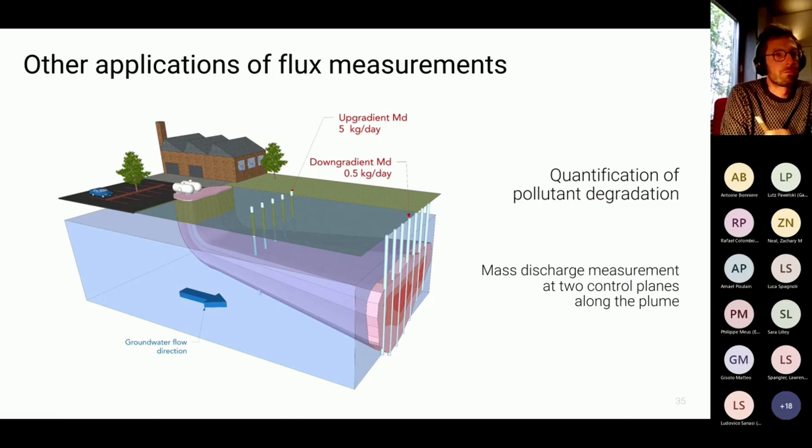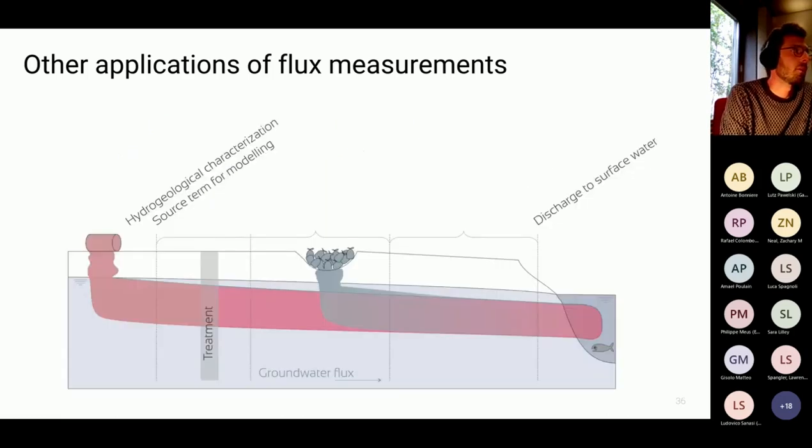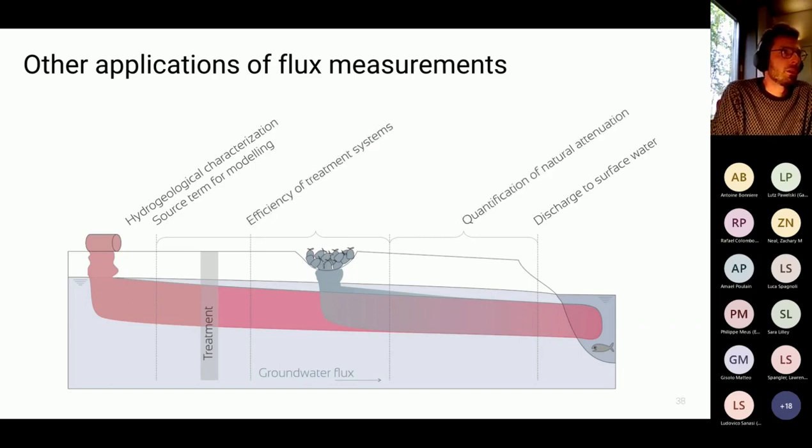So actually, there are lots of other applications, for example, as a source term for modeling, because you can better constrain your model with flux data rather than just groundwater head data. You can calculate discharge to surface water. I already mentioned that. Quantify the natural attenuation. You can also use it to quantify the efficiency of treatment systems.